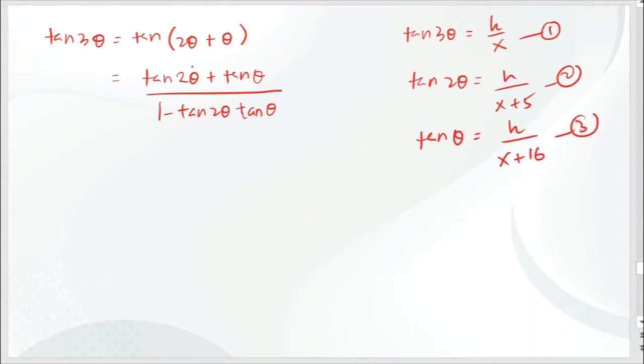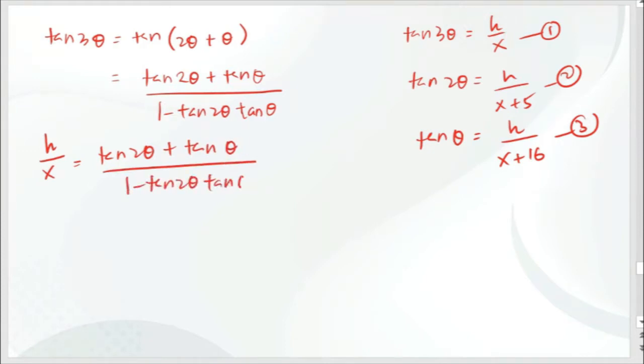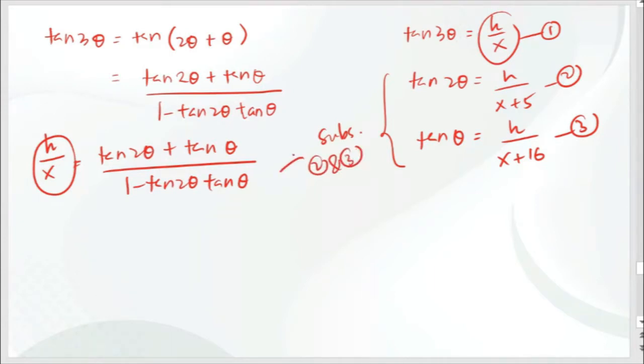Okay, so this is your first equation, right? So the first equation, H over X equals tangent 2 theta plus tangent theta over 1 minus tangent 2 theta tangent theta, right? From the first equation, tangent 3 theta is H over X. Okay, then after this, what you need to do is substitute the second and third equations into the fourth equation, into this equation.